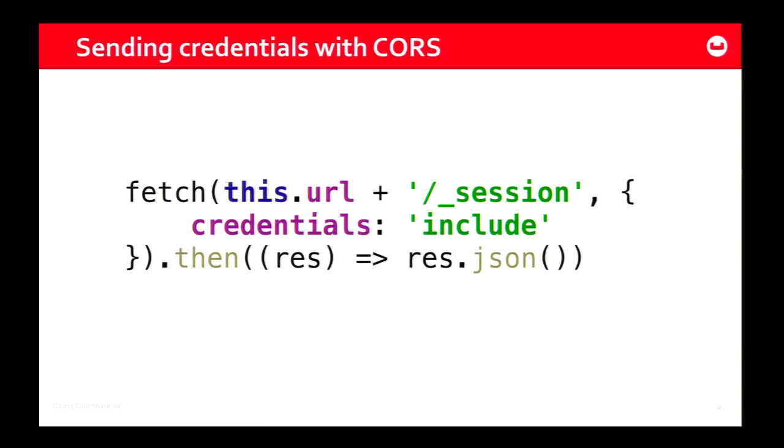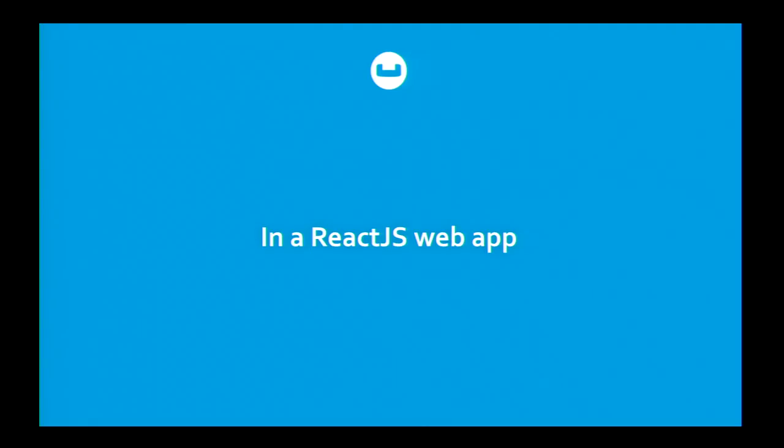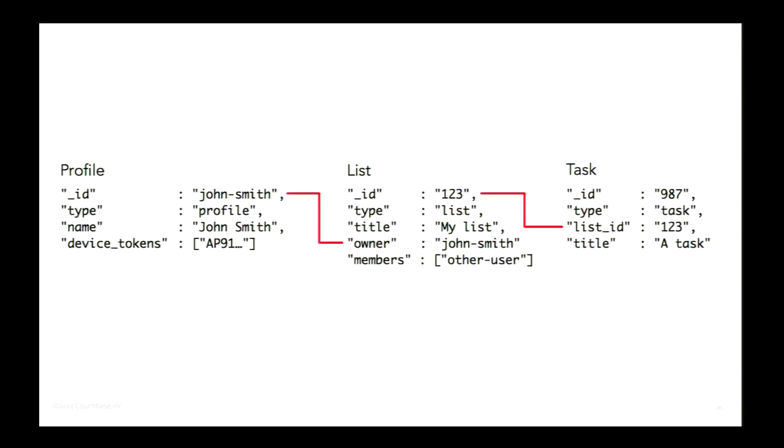So I'll be showing how to use the REST API in a React app, but it doesn't really matter. It applies to any framework you might use. And to get a sense of the data model we're talking about, I'll quickly go over this one. This is the app we went through in the workshop, so some of you may already be familiar. We have 3 types of documents: a profile, a list, which has an owner, so it holds the ID of the document that created the list, and a task, which holds a list_id property of the list it belongs to.